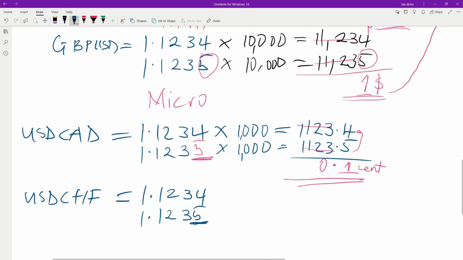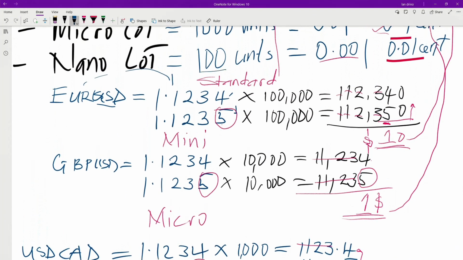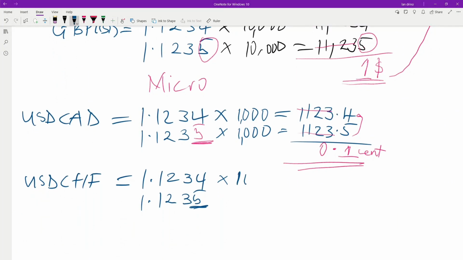If you are trading a nano account, which is equivalent to 100 units of currency, what you will do is multiply your initial value by 100, and if you do this, you are going to have 112.34. And if you multiply this second value by 100, you are going to have 112.35. I hope it is clear.